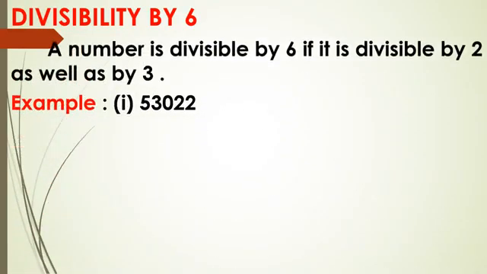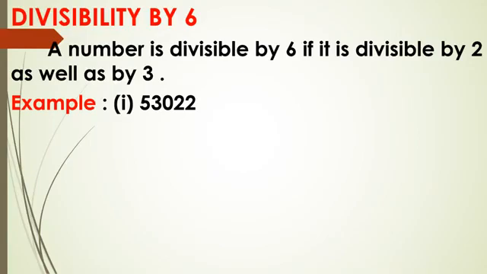Now see divisibility by 6. A number is divisible by 6 if it is divisible by 2 and 3 both. That means we have to check by 2 also and by 3 also. See the example.